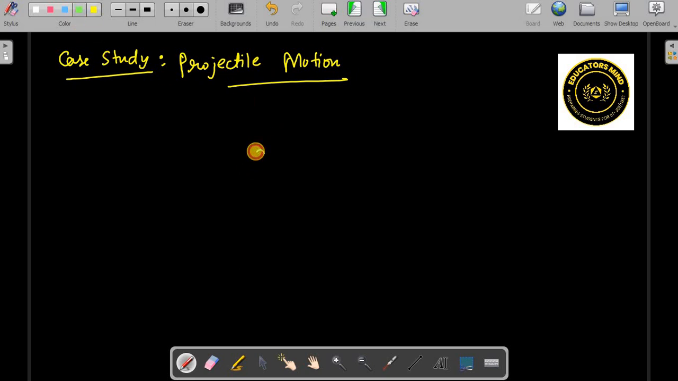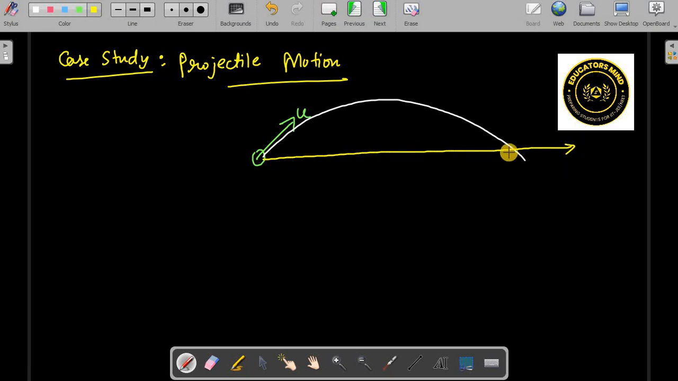If you consider a body being projected with a velocity u, going in projectile motion, and consider that this is the ground. When the body comes here, and this angle is theta, the components are u cos theta and u sin theta. The u cos theta component always remains the same. At the maximum height, the vertical direction velocity is 0. You know this, right? Maximum height.